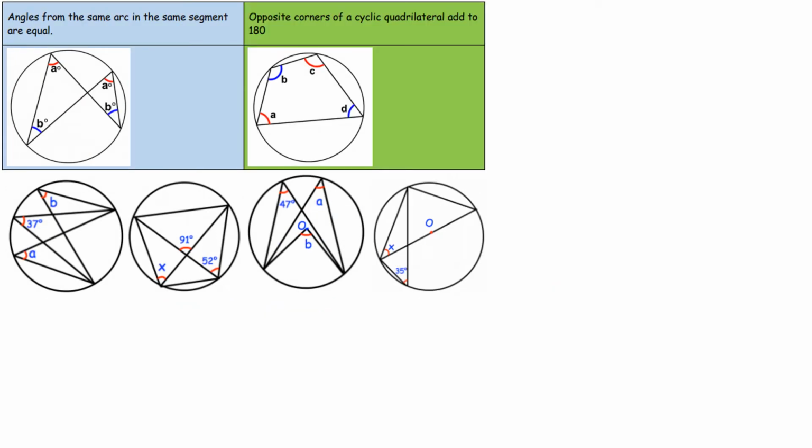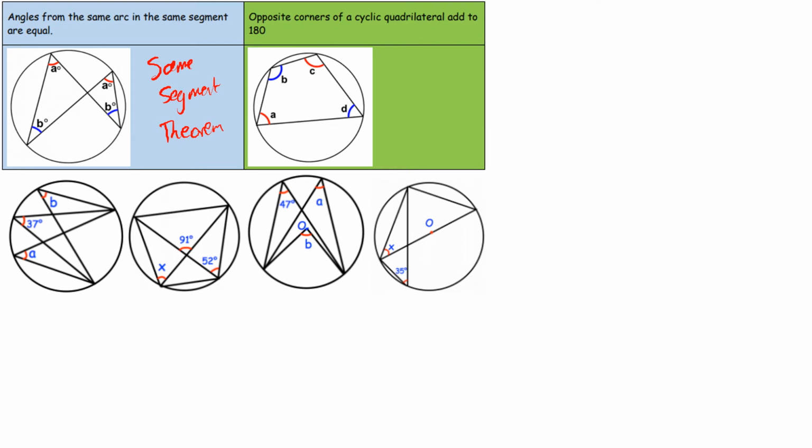Okay, so let's introduce another couple of circle theorems. First one we're going to use is the one on the left-hand side here. It says that angles from the same arc and the same segment are equal, and it's also sometimes called the same segment theorem. But what you're essentially looking for is this bow tie shape, or fish shape, or whatever you want to think about it. The angles at the top are the same, the angles at the base are the same.